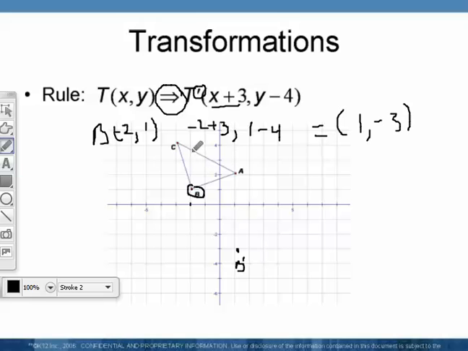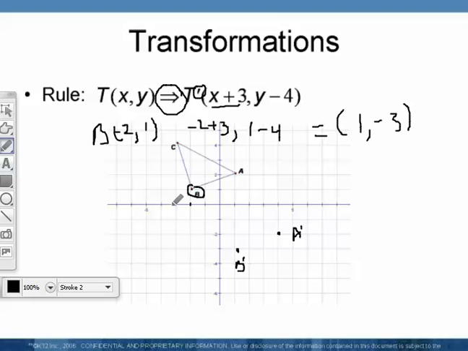I can do that with each of the points that are on here. I can do it with A. A is at 1, 2. So if I stick a 1 in here, 1 plus 3 is 4. So that'd be 1, 2, 3, 4. And 2 plus negative 4 is a negative 2. It'd be right there. Okay? That's where my A prime is going to be.